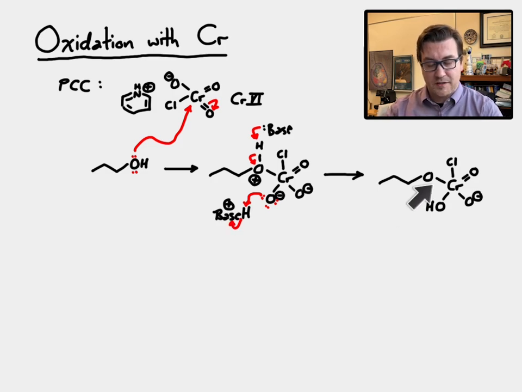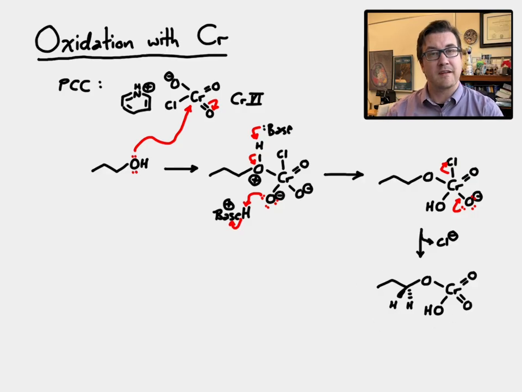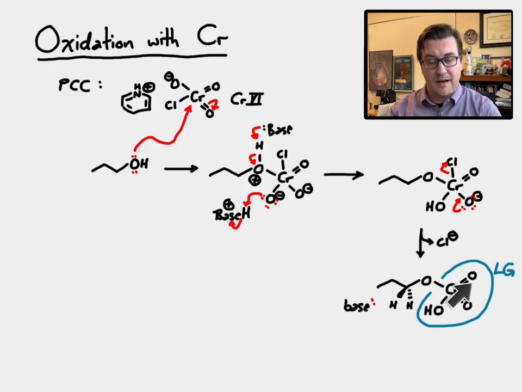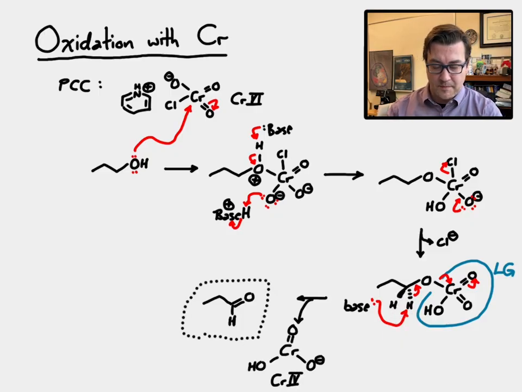Now you have this oxygen-chromium bond, and the oxygen no longer has the formal positive charge. This oxygen can kick off the chloride as a good leaving group, and now you're left with a situation that looks very similar to what I showed you on the previous slide, where this is now your leaving group. Sure enough, the base comes along and abstracts this hydrogen in an E2 fashion to give you your aldehyde, and you're now left with a chromium 4 species. That's going to be a byproduct that you're going to have to wash away and deal with in a responsible manner from a chemical waste perspective.